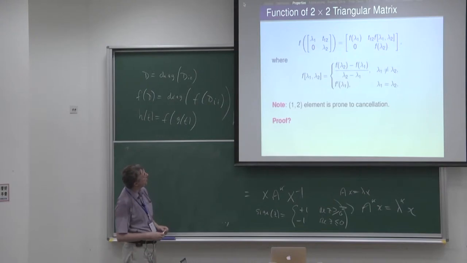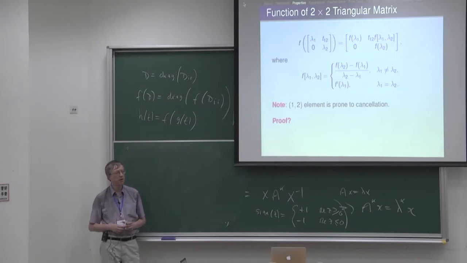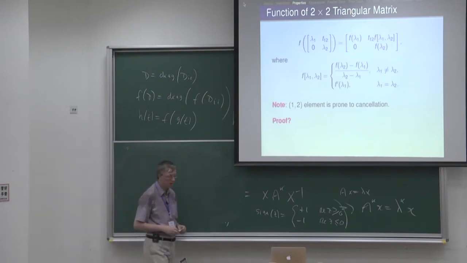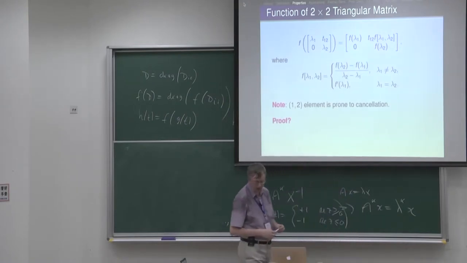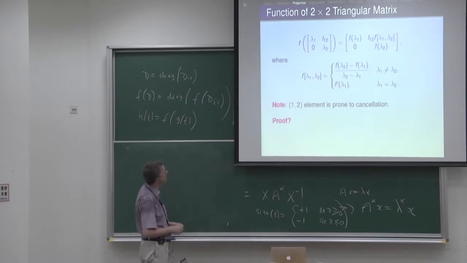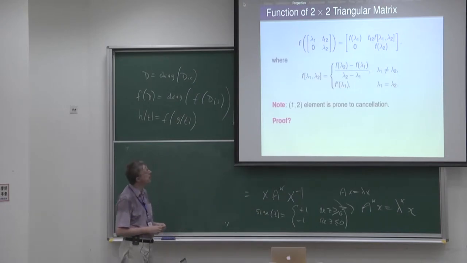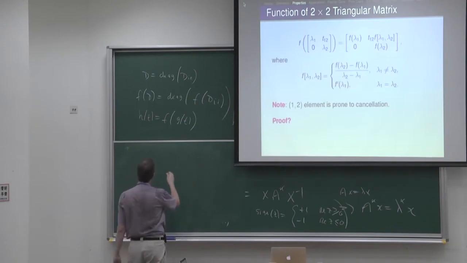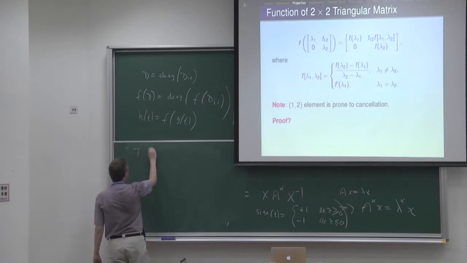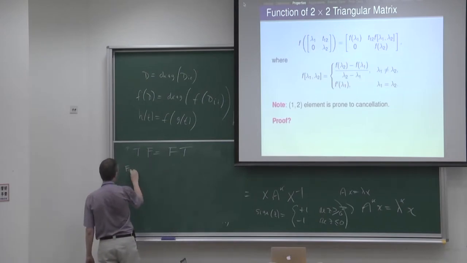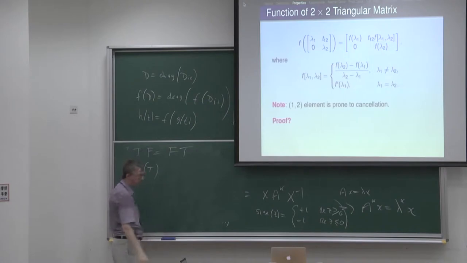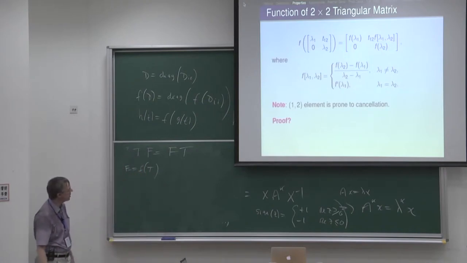So how do we get that formula for the 1,2 element? Anybody know how to do it? I think there are probably many ways of doing it. Well, the first principles way is to use something we just stated earlier: F and A have to commute. So if I call that triangular matrix T, then T times F has to equal F times T, where F is F of T. So we use the fact that the matrix and its function commute.